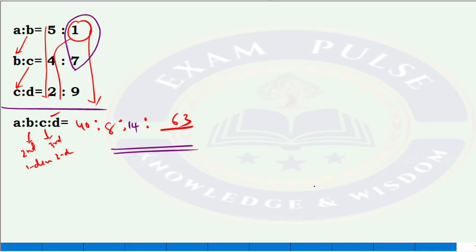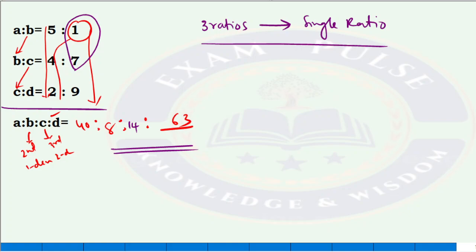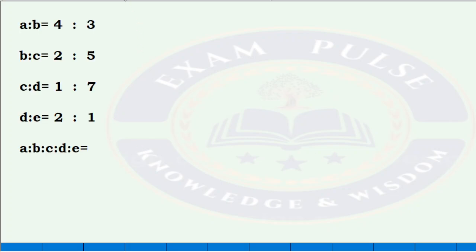Now this is the case of 3 ratios given, and I am combining into one single ratio. Originally 2 ratios were given, we combined into a single ratio. Now in this case 3 ratios are given and we have combined into a single ratio. Now what about the case if the question is given like this? 4 ratios are given, AB, BC, CD, DE. Now we need to combine it into the single ratio.